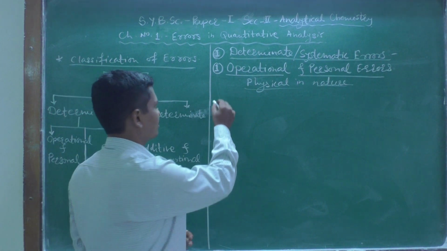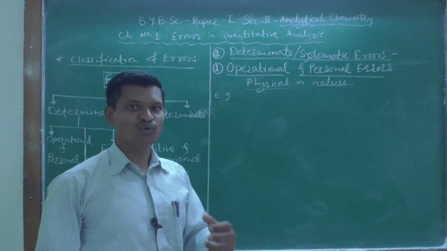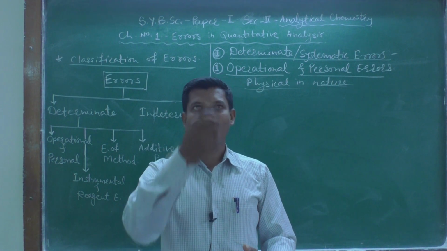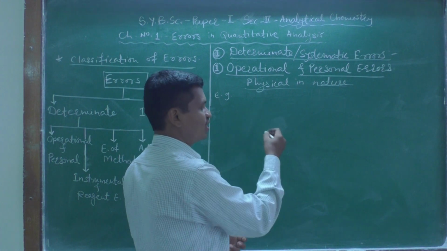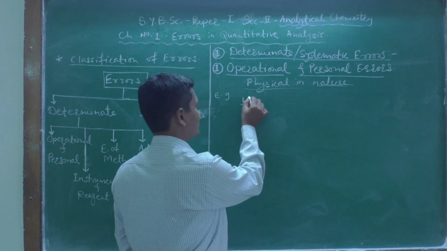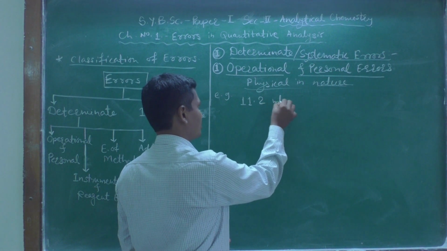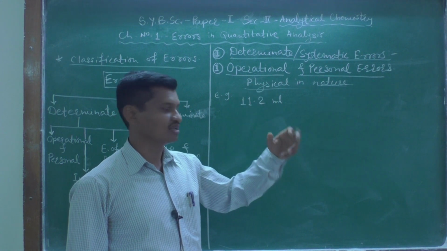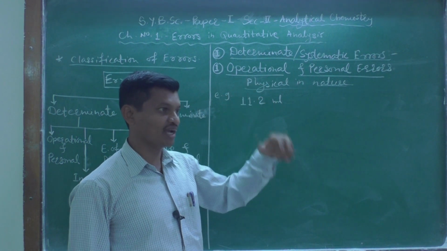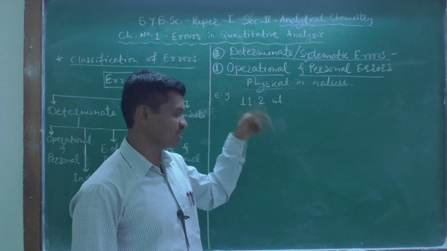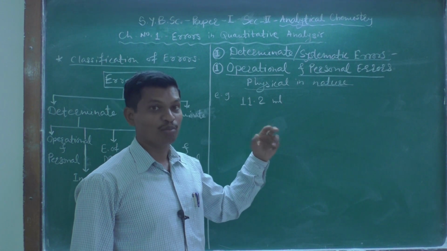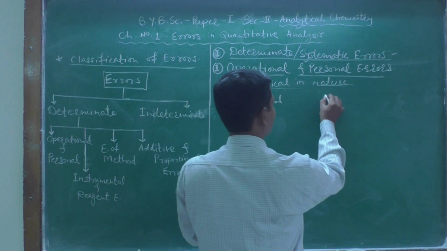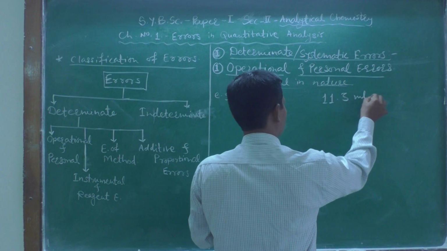Okay, for example, what are the examples? If you are doing a titration by means of a burette and pipette, and the exact end point of that titration is, let us say, 11.2 ml of the titrant added. The correct value of that burette reading is 11.2 ml, but one particular student is reading this as 11.3 ml.